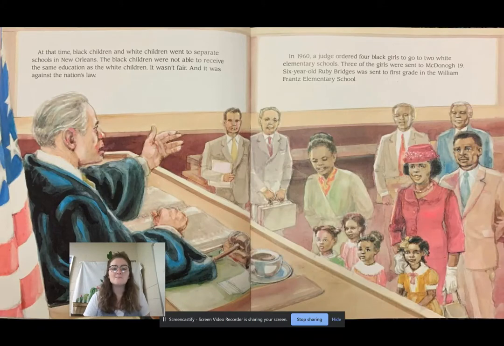At that time, Black children and white children went to separate schools in New Orleans. The Black children were not able to receive the same education as white children. It wasn't fair, and it was against the nation's laws. In 1960, a judge ordered 4 Black girls to go to 2 white elementary schools. 3 of the girls were sent to McDonogh 19. 6-year-old Ruby was sent to the 1st grade in the William Frantz Elementary School.